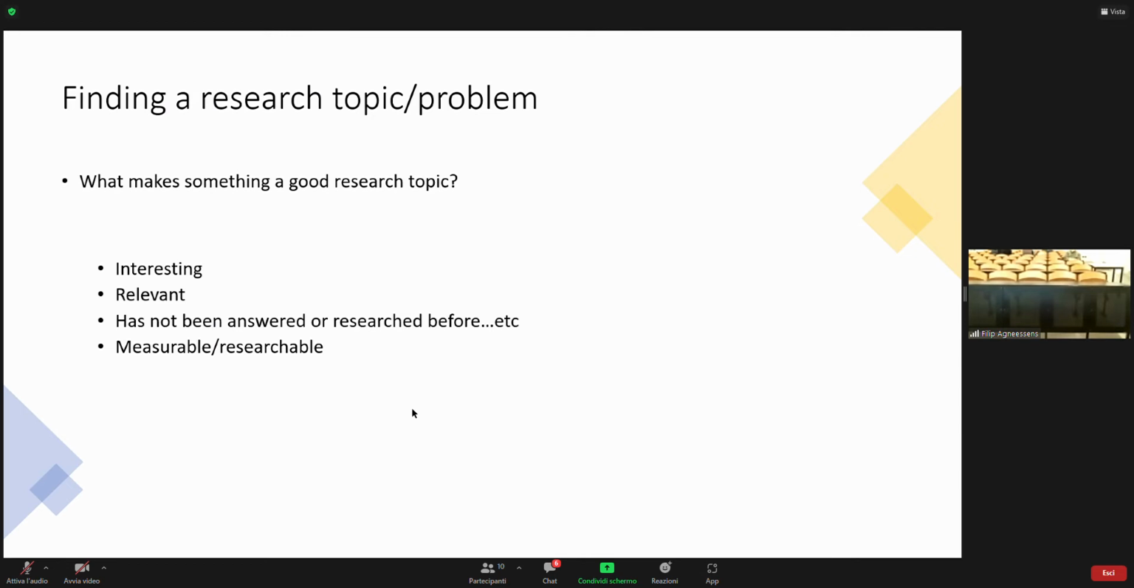And lastly, it has to be feasible. You always have constraints. It could be time, money, place, access to people. So you have to be able to actually do the project. And what you are going after has to be measurable in some ways. It has to be researchable. You have to get answers in the end.